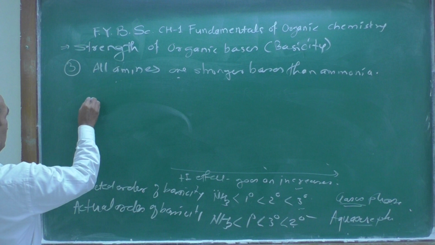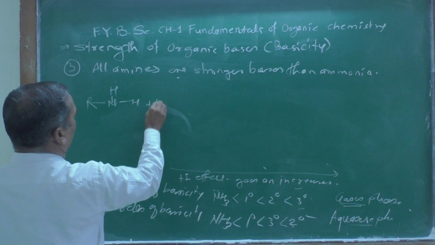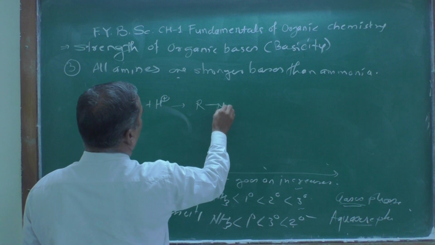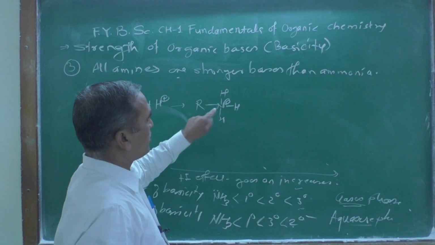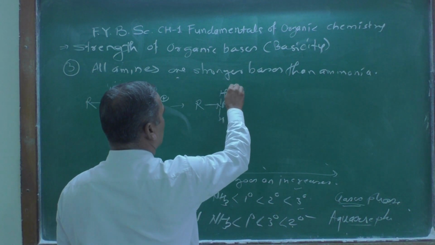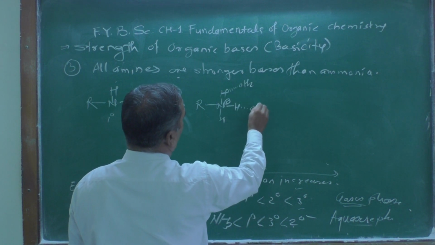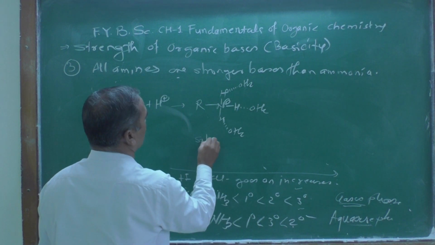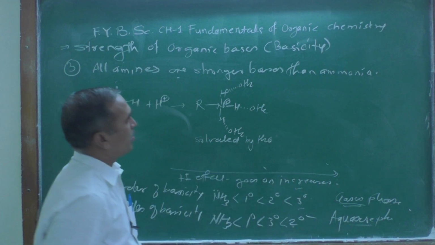Suppose here, as we know, primary amine is RNH2. When it picks up the proton here, what do you get? You are going to get RNH3 with a positive charge. This is a primary amine, right? Primary amine gets solvated through hydrogen bonding with H2O. This is solvated by H2O, right, through hydrogen bonding.